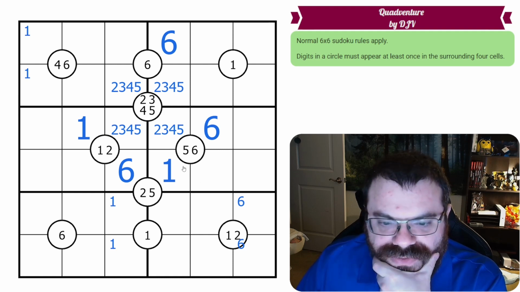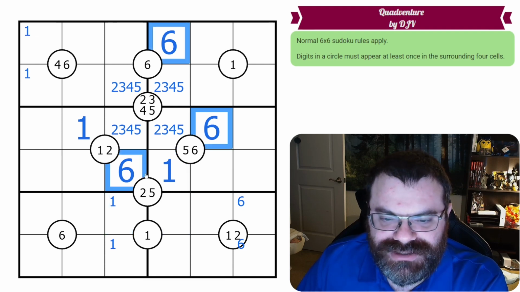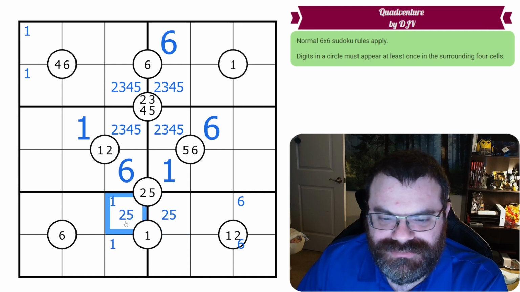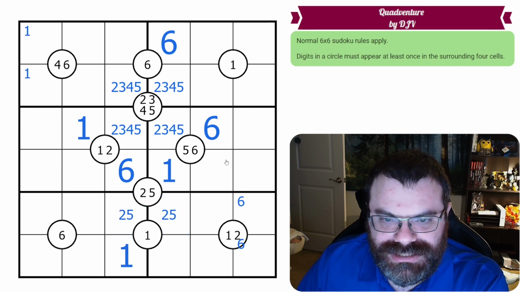Okay, so what do we want to do next? Well, there's a 2 and a 5 in here, and they aren't 6 or 1. So this is a 2-5 pair, which means this is not a 1. So the 1 goes here. And what do we want to do here?